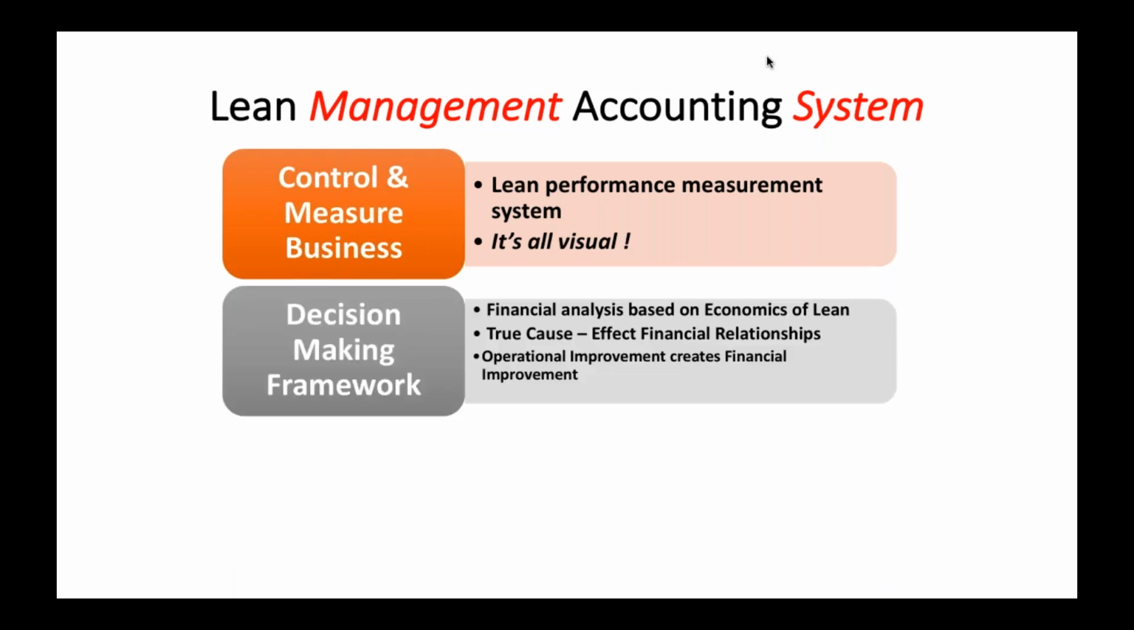The second part of a lean management accounting system is a decision-making framework. We want to create a financial analysis based on the economics of lean. We want to establish true cause and effect relationships between operations and financial results. What I like to tell customers and people who attend workshops, financial people and executives, is if you want to see financial improvement, you have to make operational improvement. And that's the strong connection that lean accounting creates.